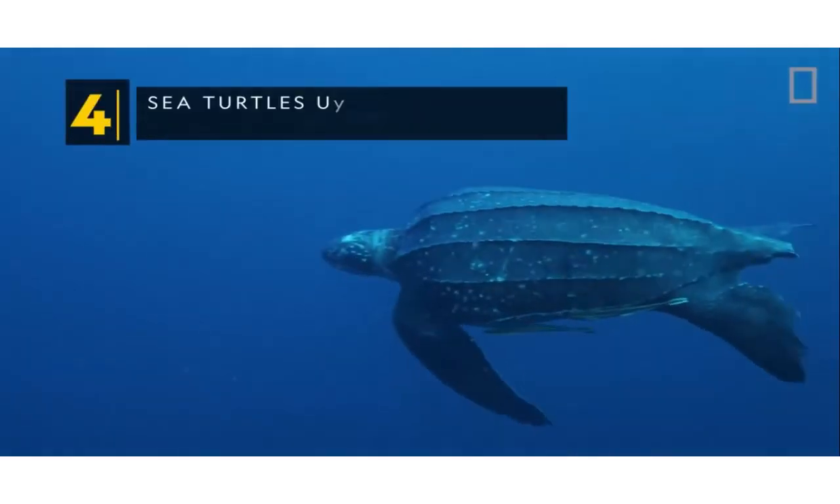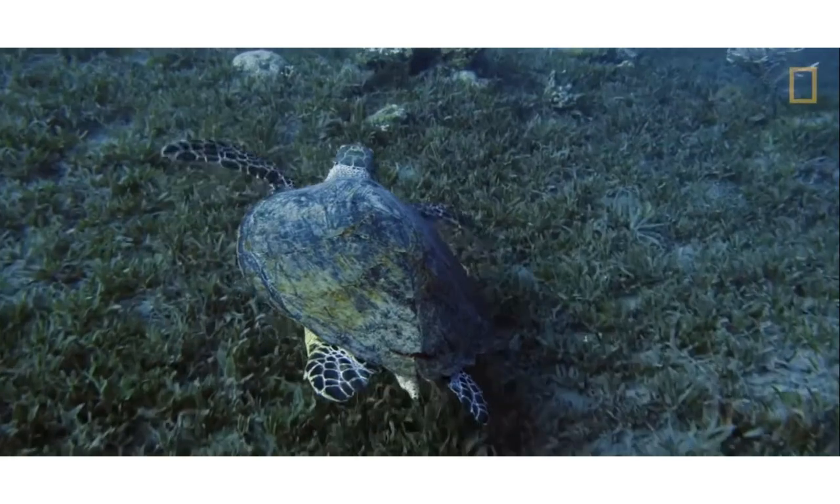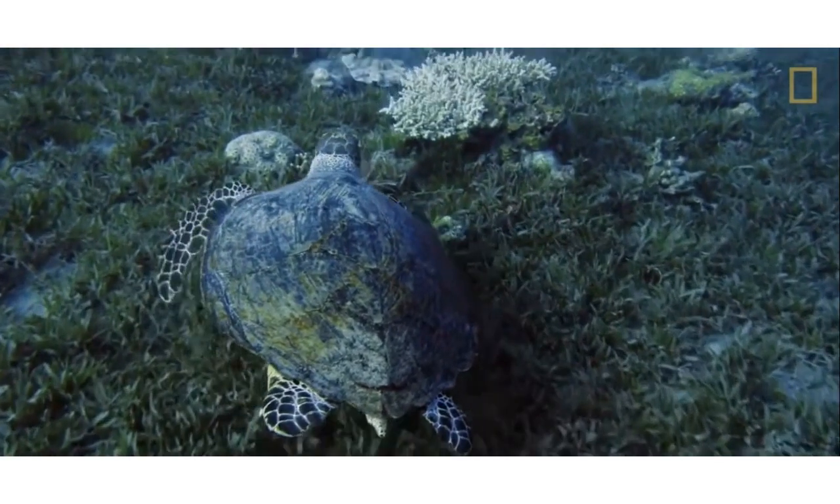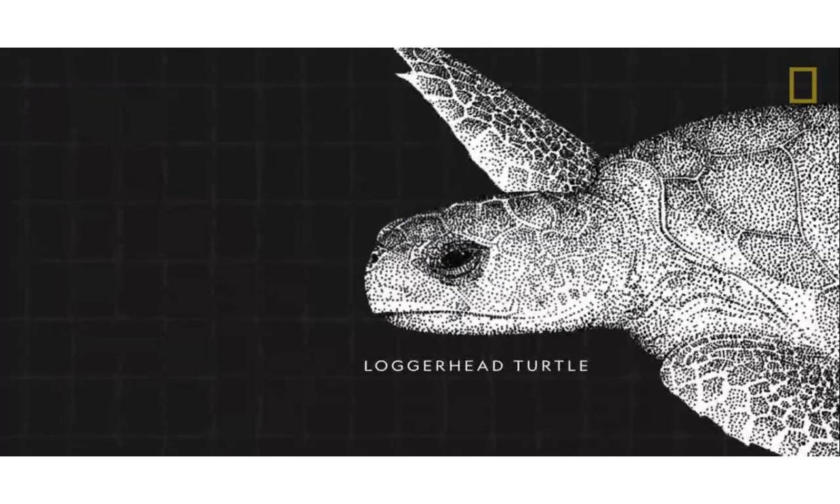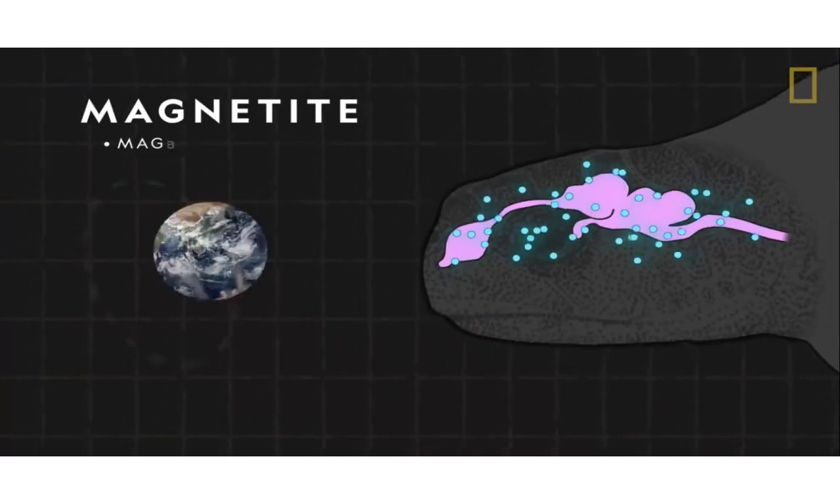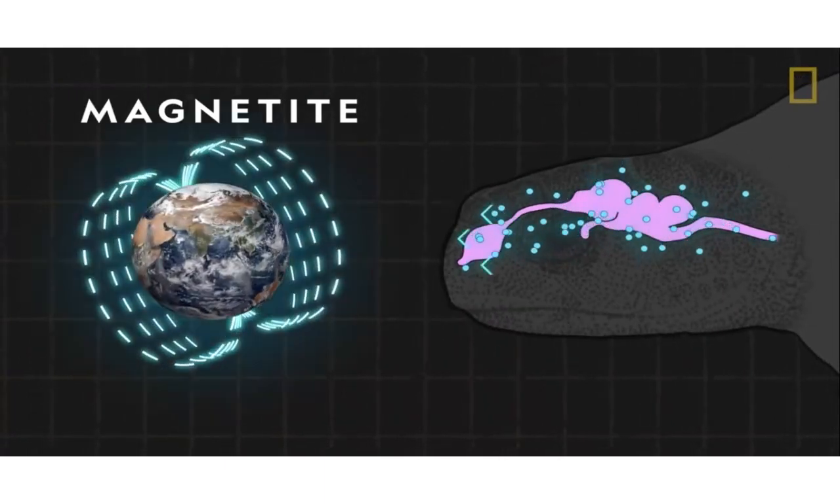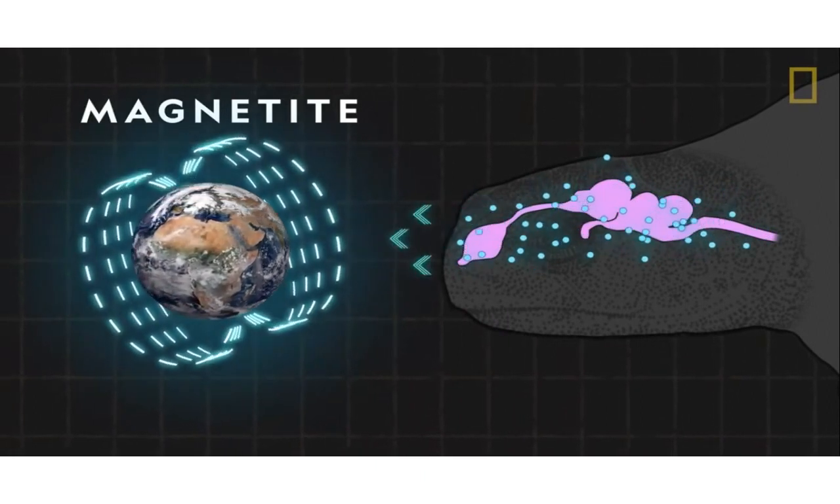Sea turtles use Earth's magnetic fields to navigate. Sea turtles have geomagnetic abilities, which serve as an internal GPS. The turtles have particles of magnetite, a magnetic mineral, in their brains. The magnetite likely plays a role in orienting sea turtles to Earth's magnetic poles, similar to a compass.